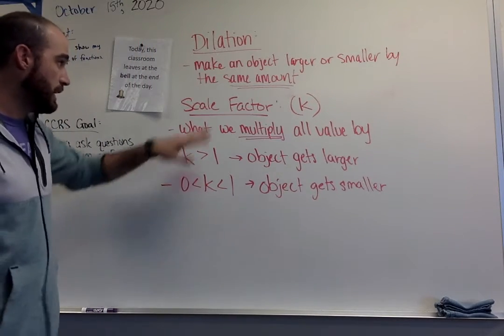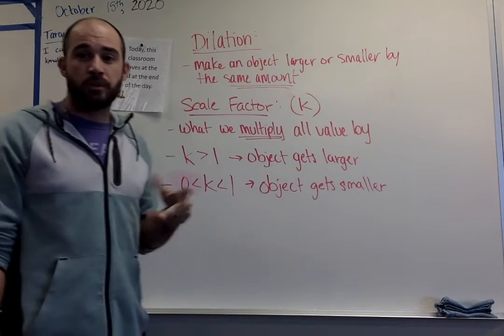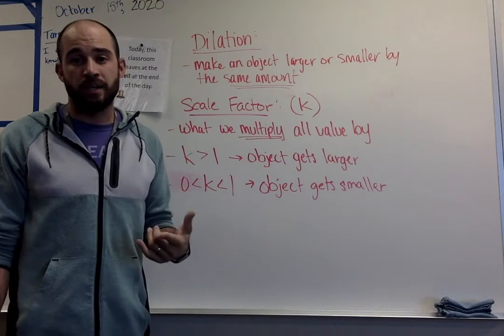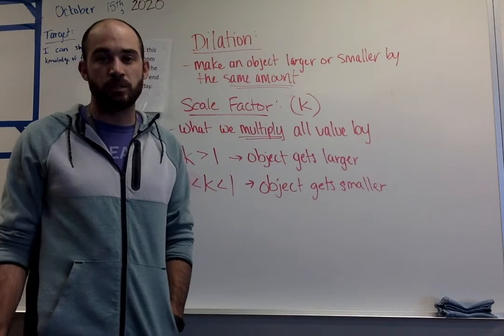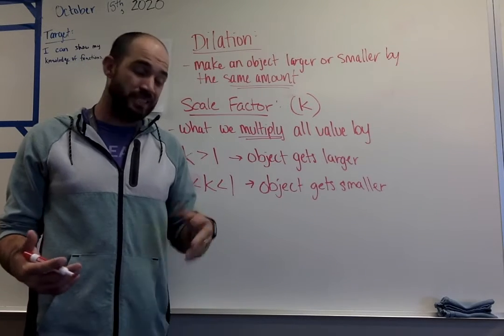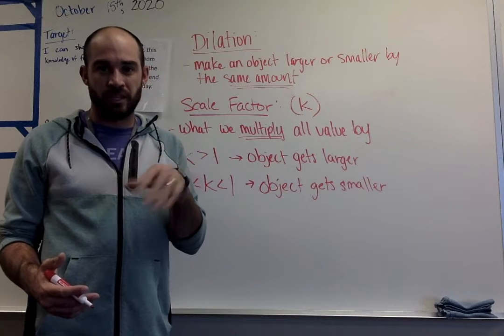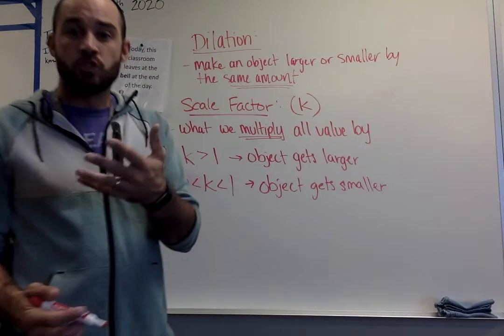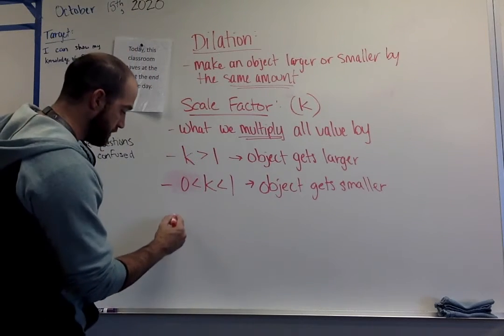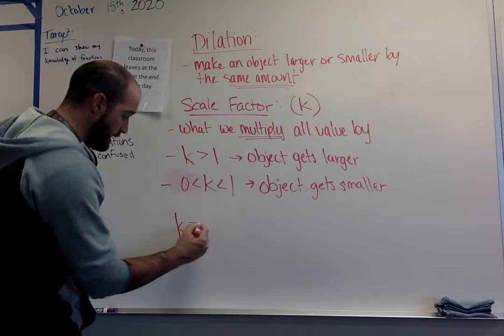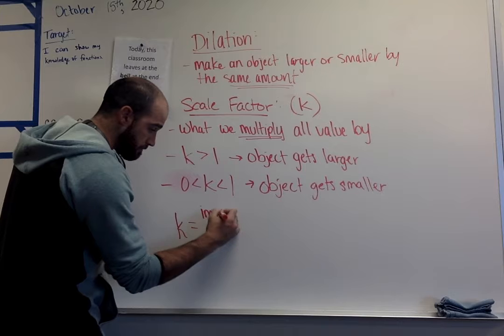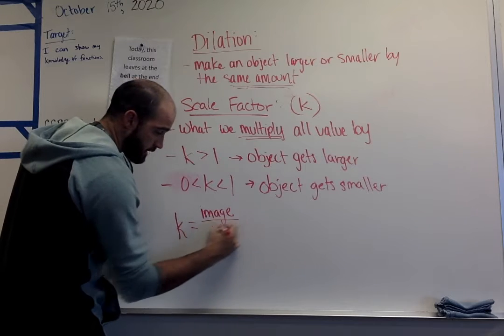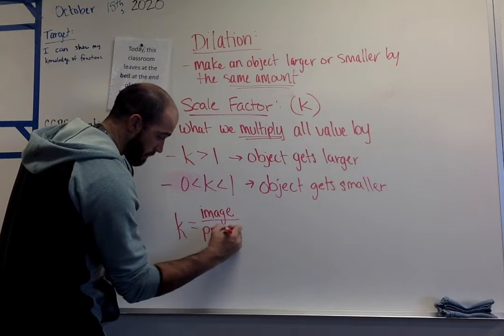Okay. For us to find the scale factor, this is the part where people are like, well, cool, I know what scale factor is, but how do I find it? Sometimes you can just look at the picture and know exactly what this thing is being multiplied by. Other times it's a little more of a process, and you have to figure it out that way. So the way we're going to figure out our scale factor, and this is our formula here, is k is equal to whatever our image is divided by our pre-image.